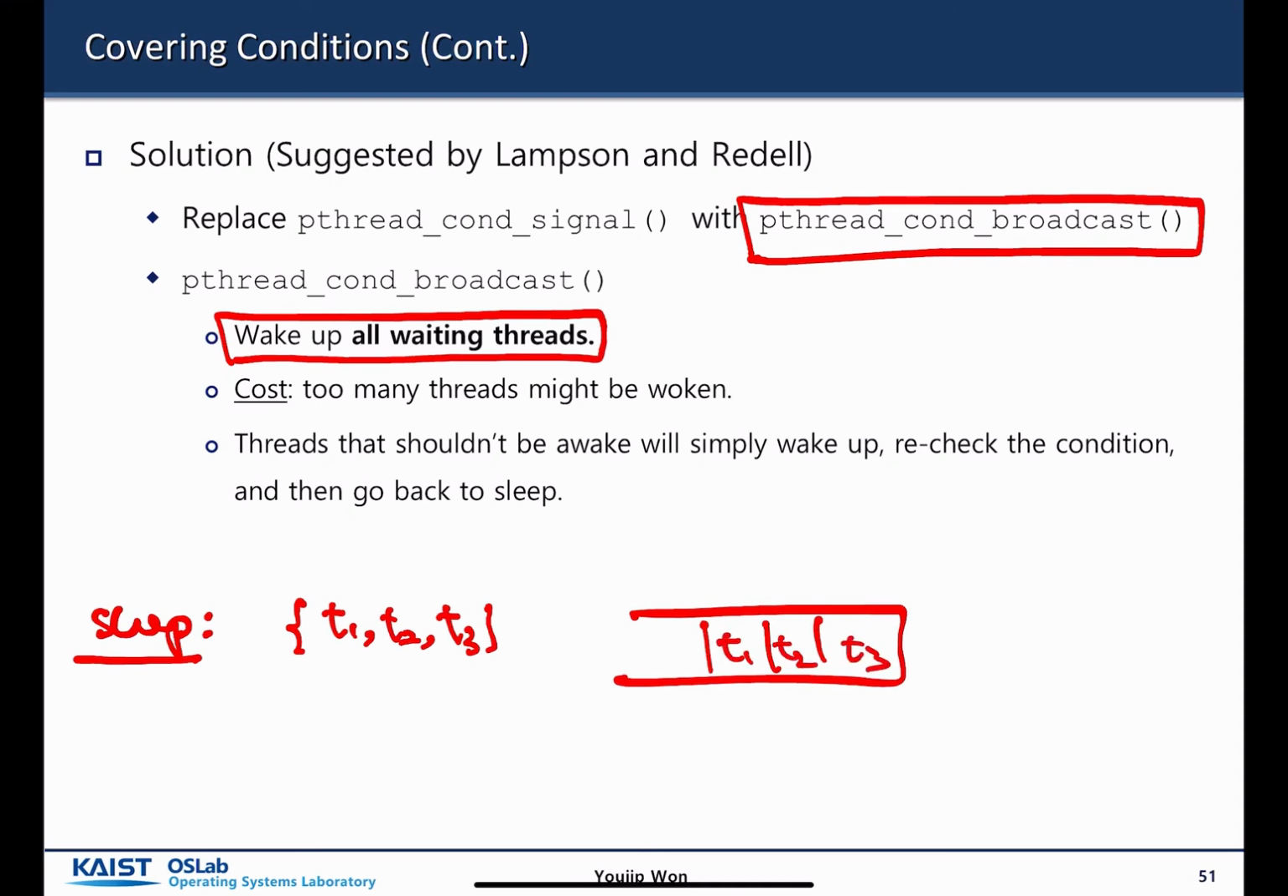The cost can be prohibitive, of course, because if there are many threads waiting in the sleep queue, then with the covering condition, pthread_cond_broadcast will wake them all up. So too many threads might be woken up. A thread that shouldn't be woken up will simply wake up, recheck the condition, and then go back to sleep. So using pthread_cond_broadcast, we can solve the problem we observed in the malloc situation. That is called a covering condition.